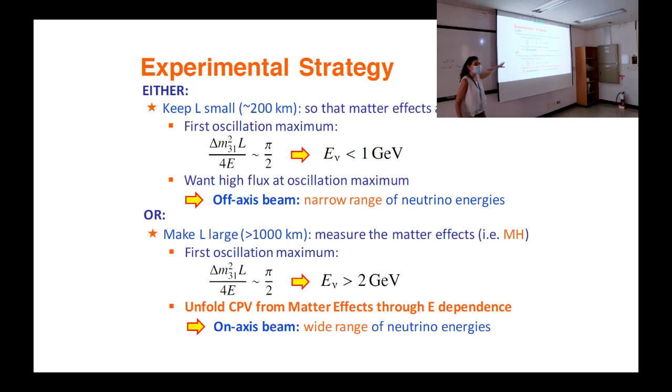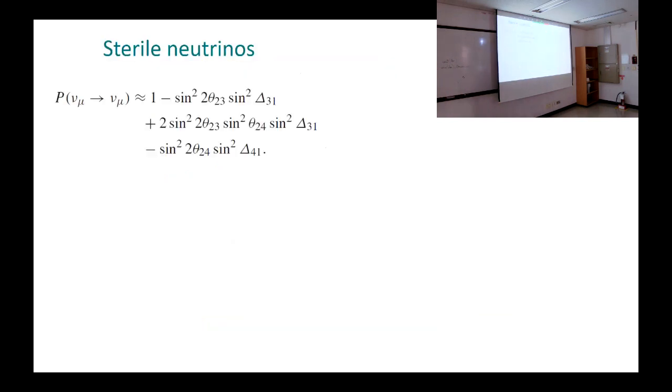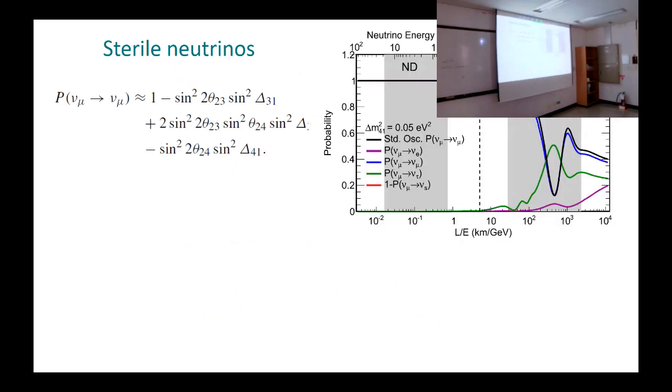So this is the plan. What can go wrong? Many things can go wrong. You can have, for example, sterile neutrinos. If you have one additional sterile neutrino, the muon survival probability gets two additional terms, proportional to a new mass difference and two mixing numbers. So what would happen in this case?